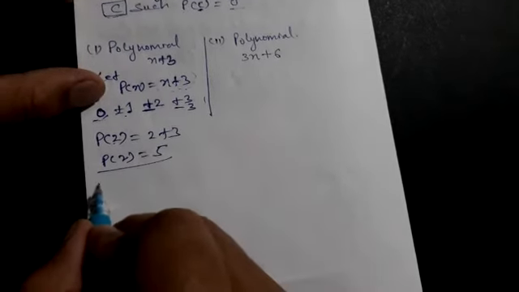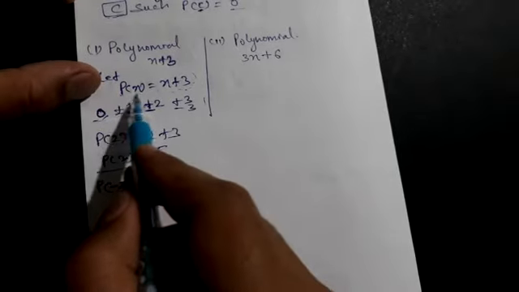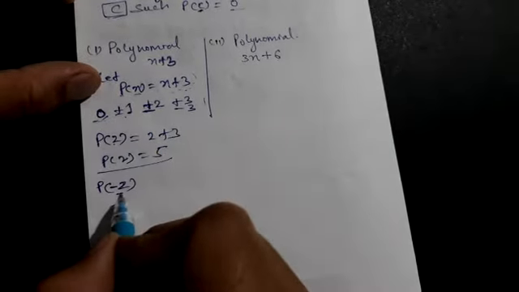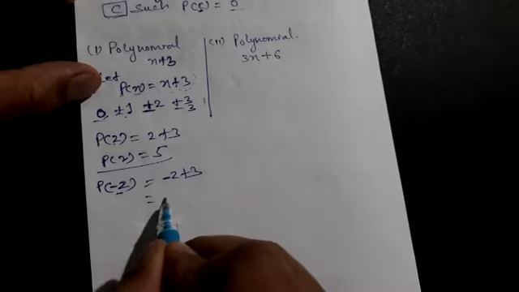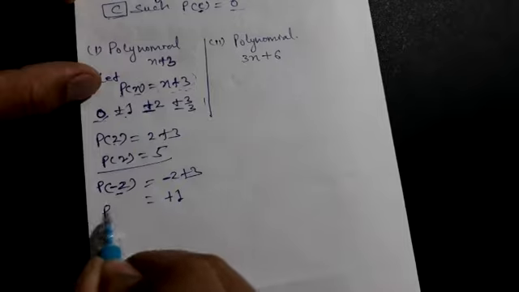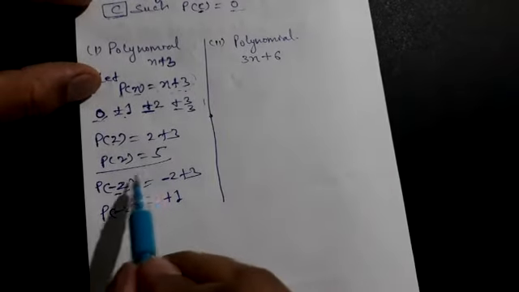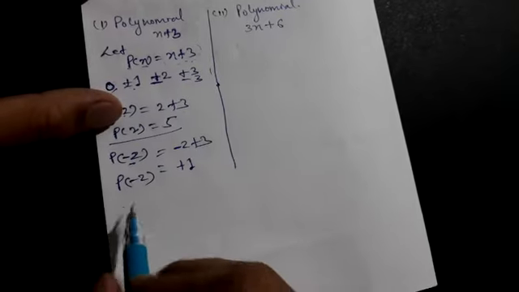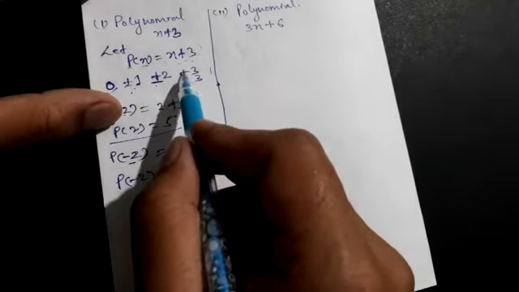After that we substitute x is equal to minus 2. In place of x we are substituting minus 2. So minus 2 plus 3, your answer will be plus 1. Again p of minus 2 is not giving us 0, so minus 2 is not a zero of this polynomial. After that, plus 1 minus 1 over, plus 2 minus 2 over, now plus 3.